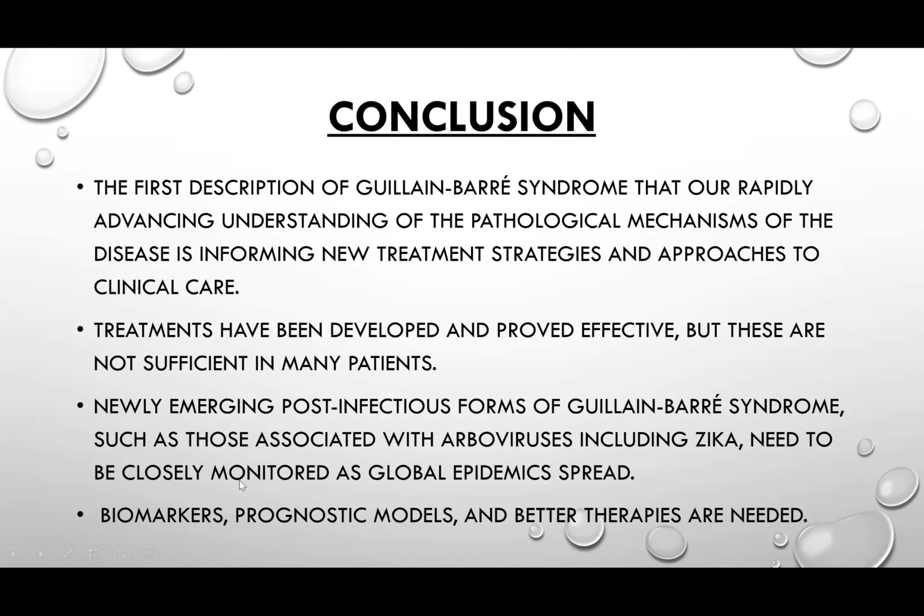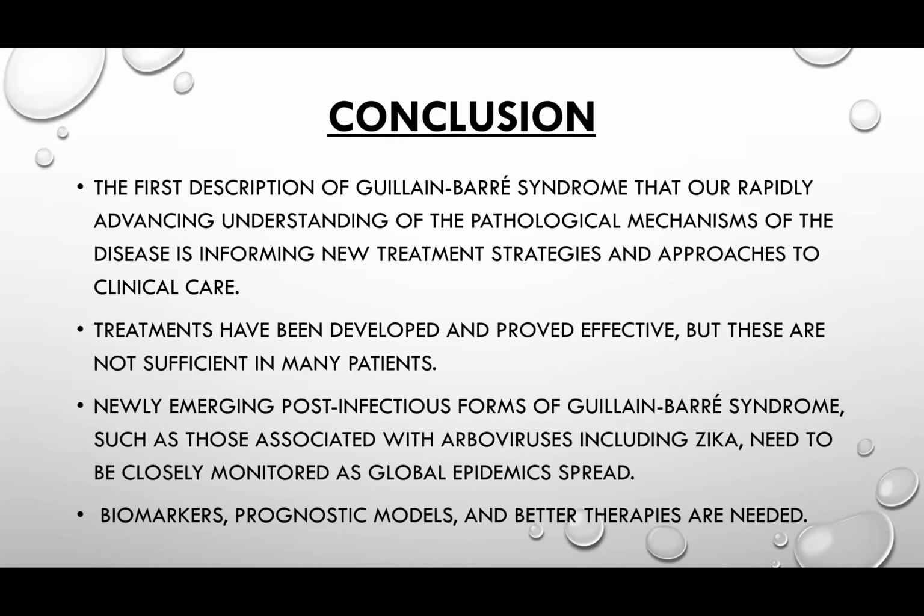Conclusion. The first description of GBS and the rapidly advancing understanding of the pathological mechanisms of the disease is informing new treatment strategies and approaches to clinical care. Treatments have been developed and proved effective, but these are not sufficient in many patients. Newly emerging post-infectious forms of GBS, such as those associated with arbovirus, including Zika, need to be closely monitored as a global epidemic spreads.